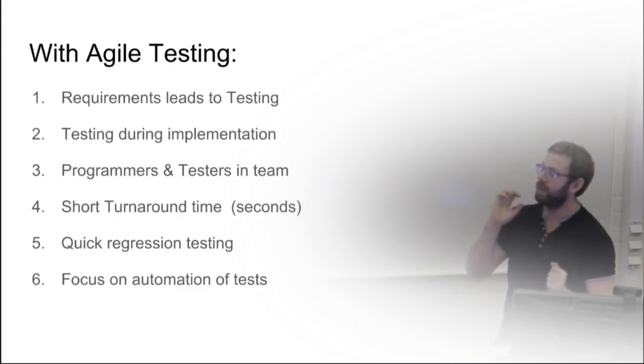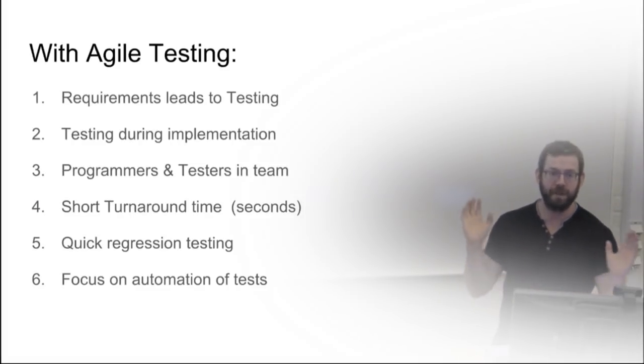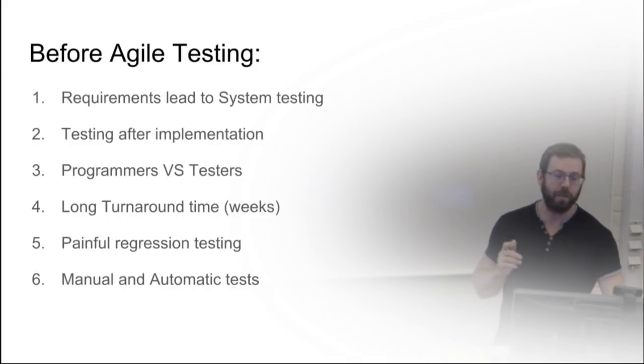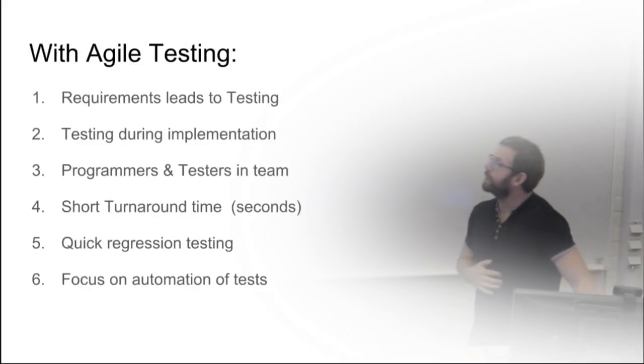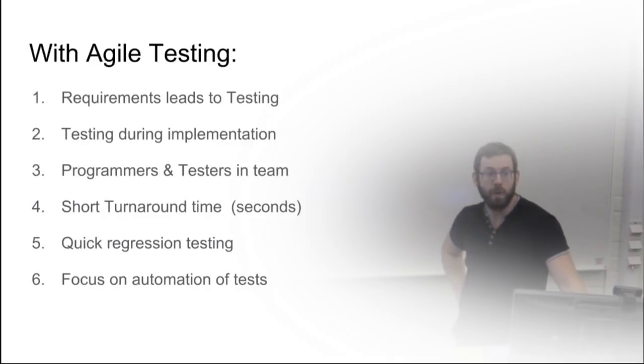So with Agile testing came as a reaction. We cannot have this situation anymore. We want something else, and we sort of want to solve these problems that we had before. So requirements still leads to testing. We still need some kind of specification, but testing happens earlier. We test during our implementation, and perhaps even before we implement. We write tests so that we know that we're doing the right thing, because we need that confidence.